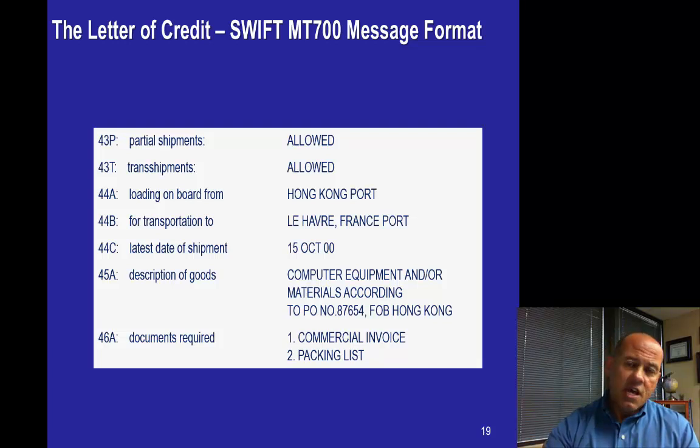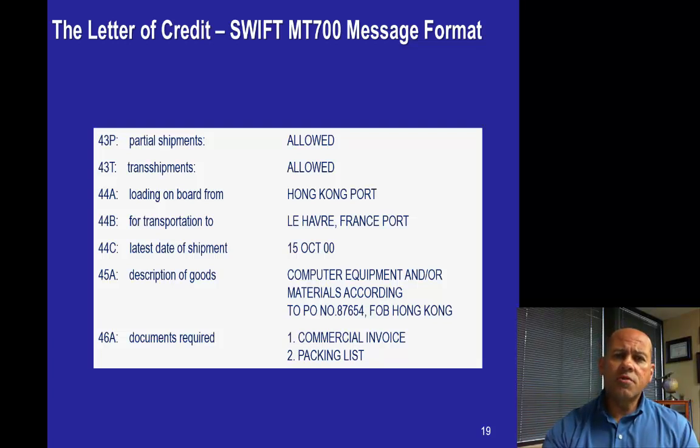Description of the goods. So in a letter of credit, you might have very specific descriptions, or you might have very general descriptions that just say the goods and material per the pro forma invoice, or you may have the exact description within the letter of credit. I always recommend that you have a more general description referring to the pro forma invoice, because that makes it easier for the letter of credit to have fewer discrepancies.